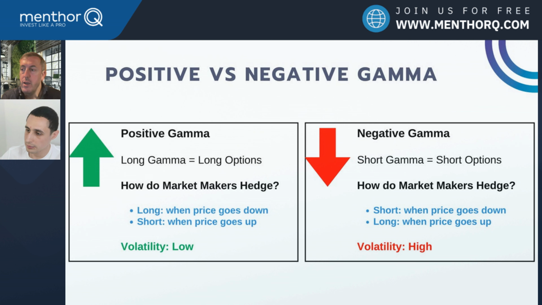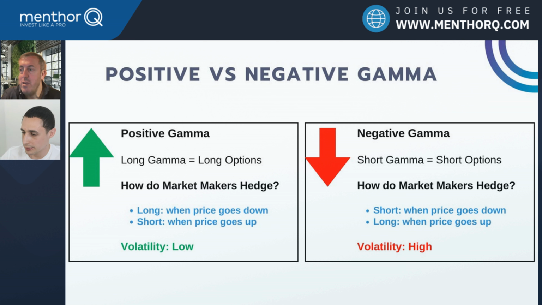So they go long when the price goes down, and they go short when the price goes up. As a result, the volatility in a positive gamma environment is typically lower. And why is that important? Because as a trader, you come into the day and you want to know if you are in positive or negative gamma, because if your stop loss is very tight, in a negative gamma environment, you might be chopped out very fast. In a positive gamma environment, on the other hand, that strategy could work. So understanding this is very important.